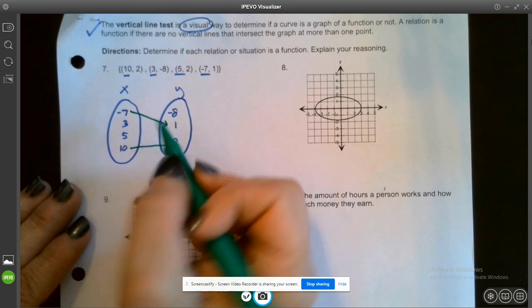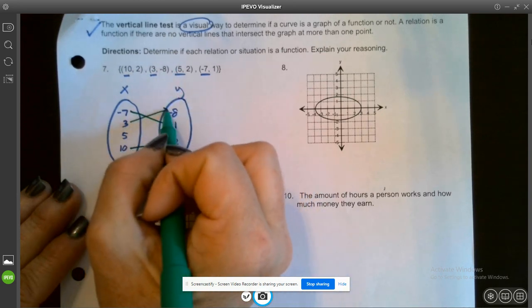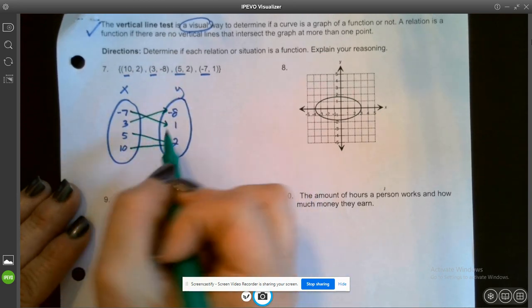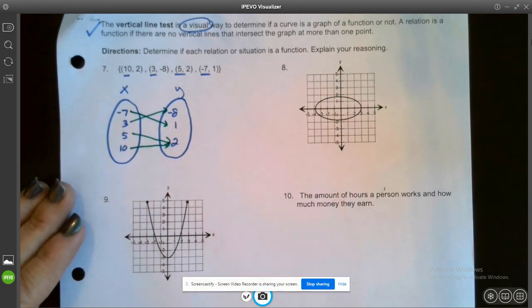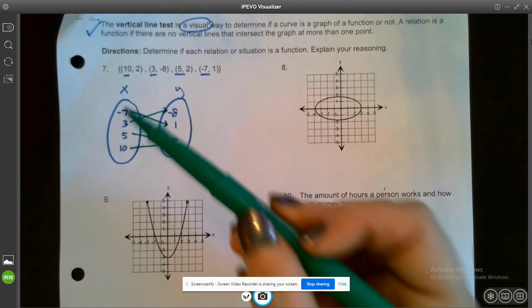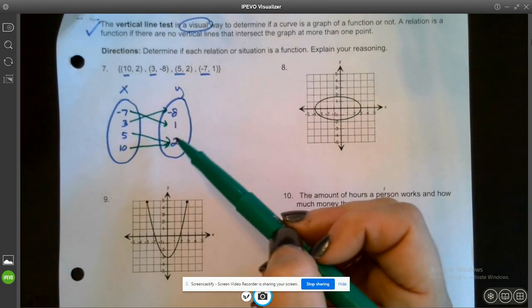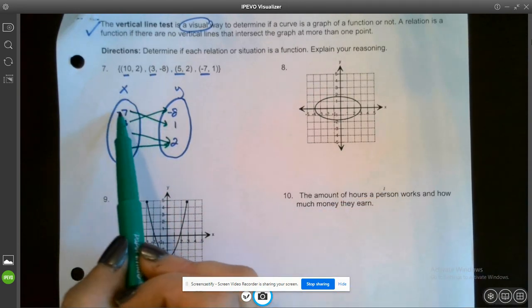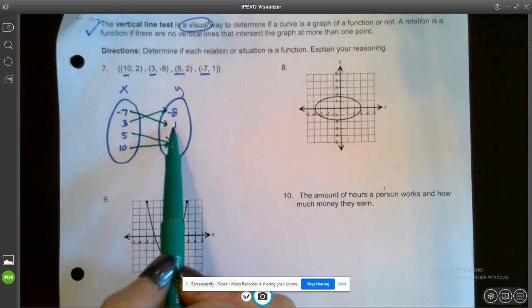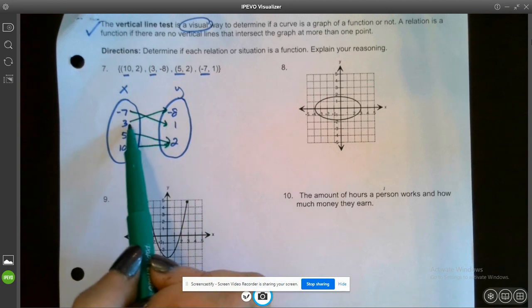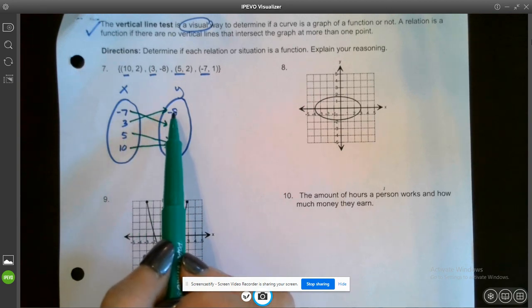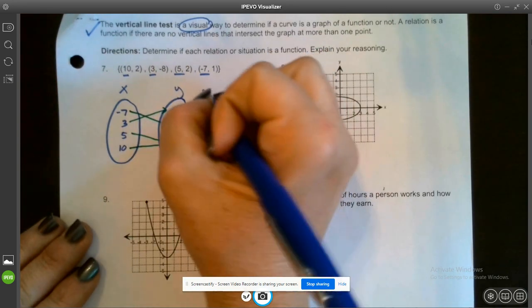So 10 goes to 2, 3 goes to -8, 5 goes to 2, and -7 goes to 1. So again, if I ask you, is every x value paired with one specific y value? Like if I put x as -7, do I know for sure I'm going to get 1? If x is 3, do I know? Yeah, I'm going to get -8. Okay, so this is a function.